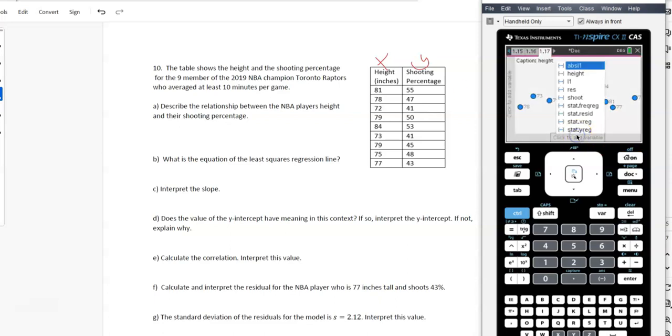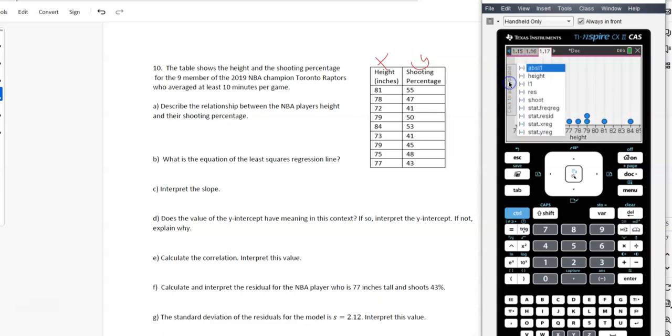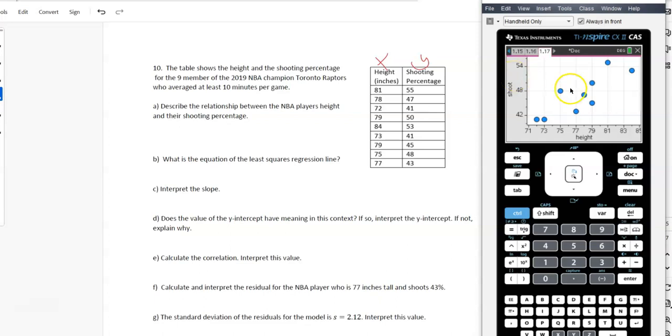So if you choose, I guess we said that the height was the x value, and the shooting percentage is over here. And it does seem to have a positive correlation. Describe the relationship. So let's describe those 4 things. So it does look linear to me. It looks linear.